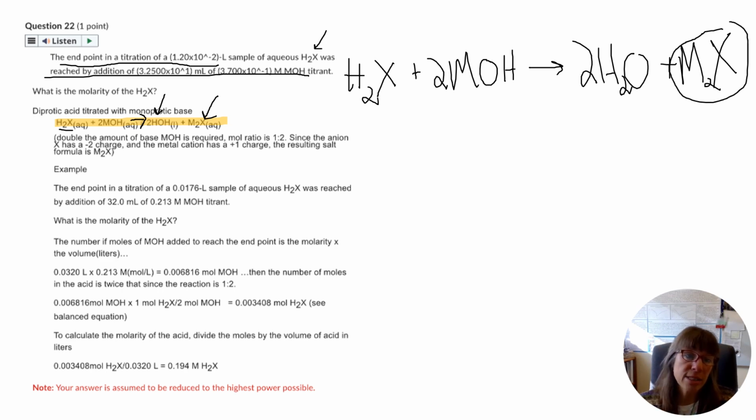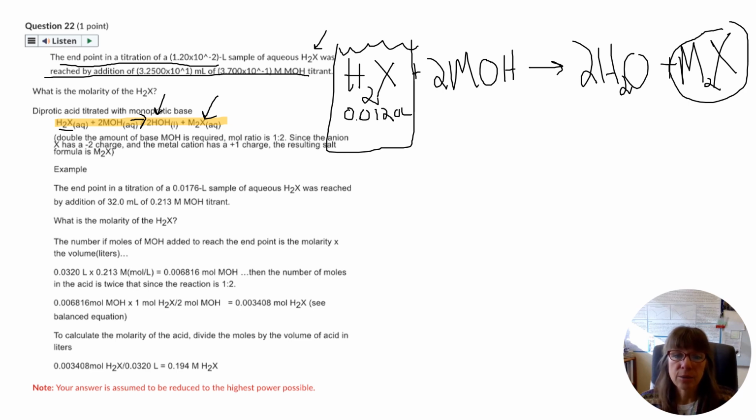So anyway, let's write down what we're given. The endpoint in a titration of a certain milliliter sample of aqueous H2X. So we're given the volume of our sample. So here's the bucket, and the bucket has H2X in it, and that is 0.0120 liters. There we go. That's the volume of that.